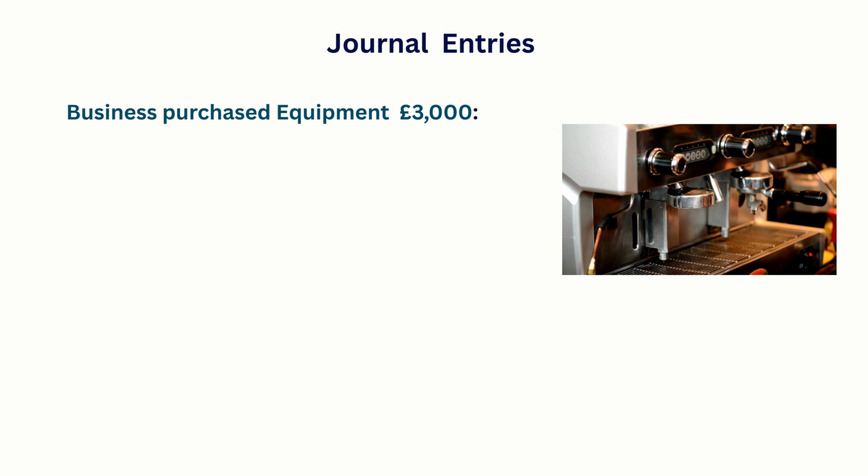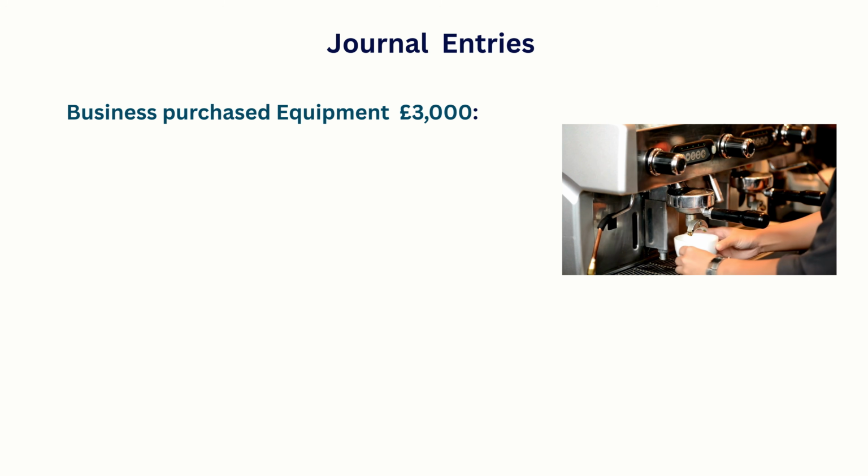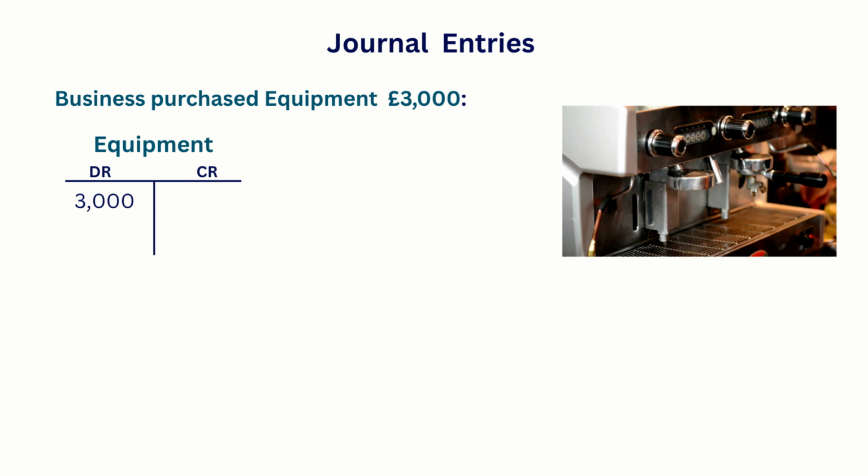We purchase equipment for £3,000. What did the business receive? It received equipment, things like coffee machines, furniture, fridge. So the business now owns fixed assets. That means assets increase. Now the second question, where did the money come from? In this case, we paid cash. So cash goes down. One transaction, two effects. Equipment increases, cash decreases. And this is a really important point. This is not an expense.